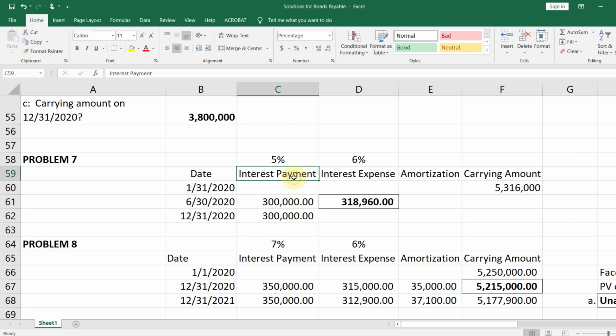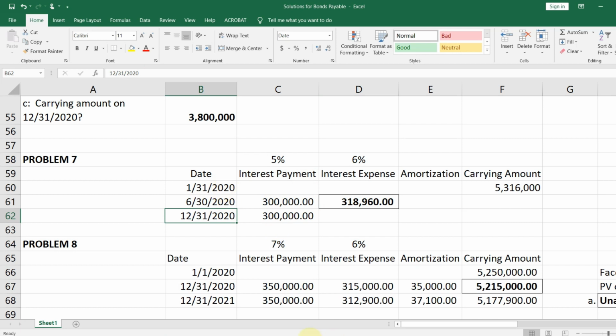Okay? So, we now look at the carrying amount. Yung na-receive niya, sa halip na 6 million, na-receive niya is 5,316,000. Okay? So, ito lang ang titingnan mo. 5,316,000, that's your carrying amount, multiply it by the 6% effective rate. Okay? So, meron ka ng interest expense. Ganun lang. So, 5,316,000 times 6%, you'll get 318,960. Okay? So, pwede mo ilapag dito.